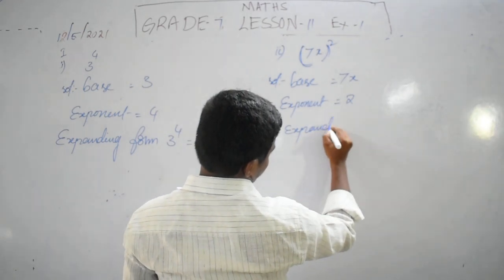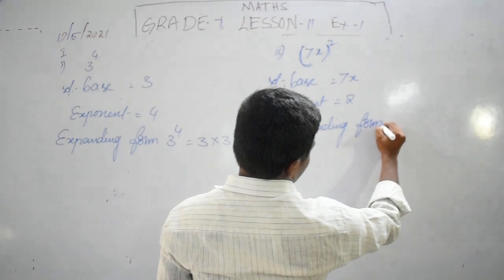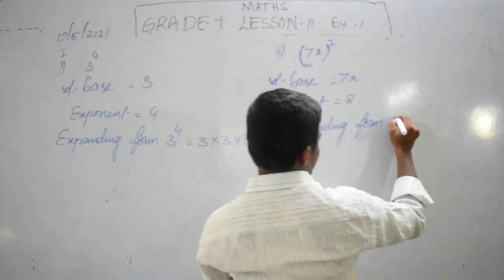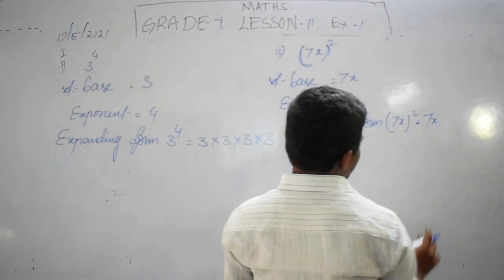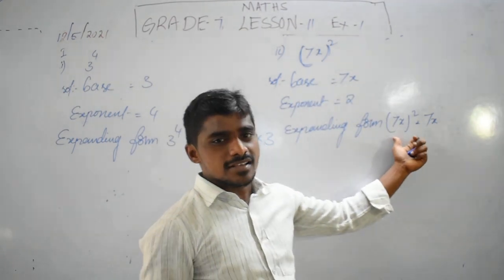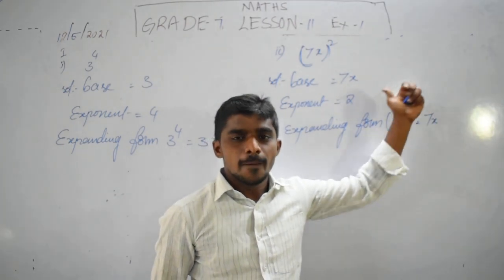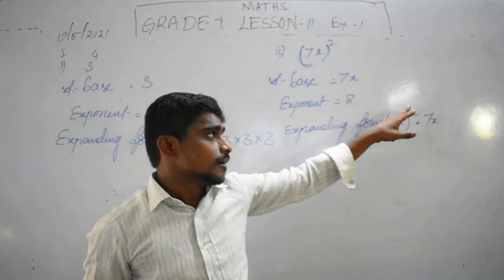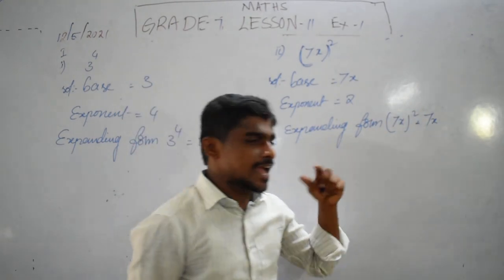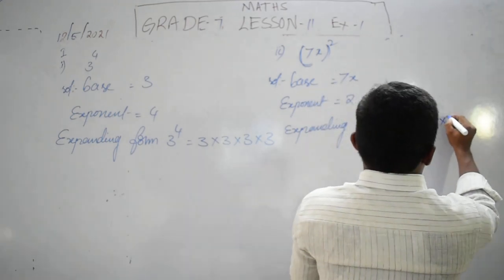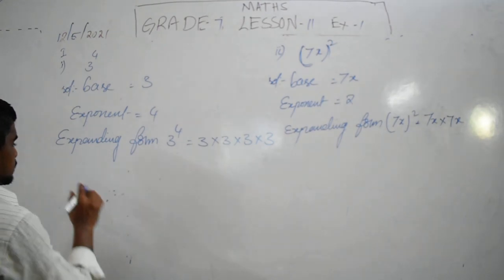Expanding form, 7x square. 7x, here see, this is a base, power how many times is given? Base we are multiplying, power 2 times. So base is 7x, 2 times we are multiplying. 7x into 7x.